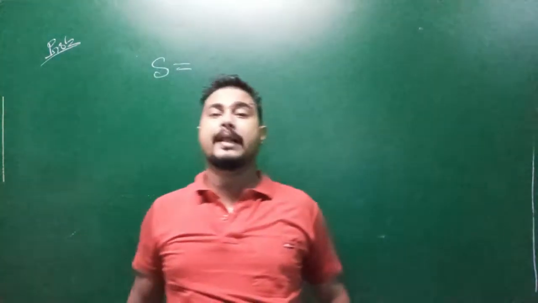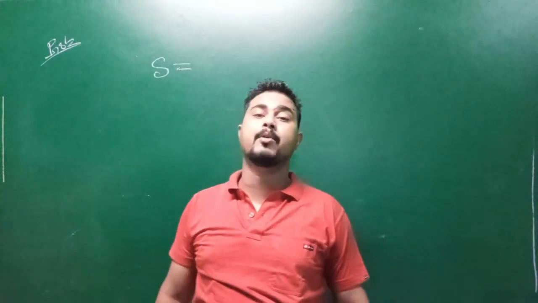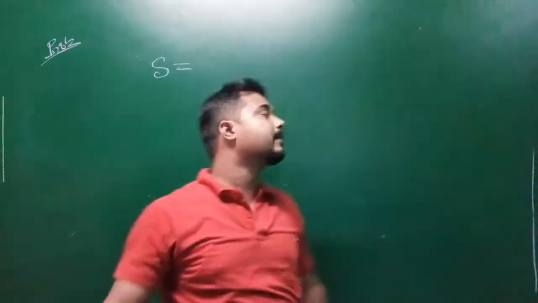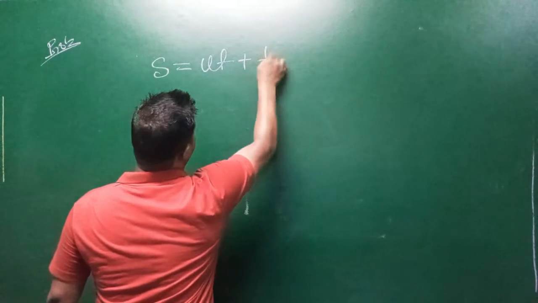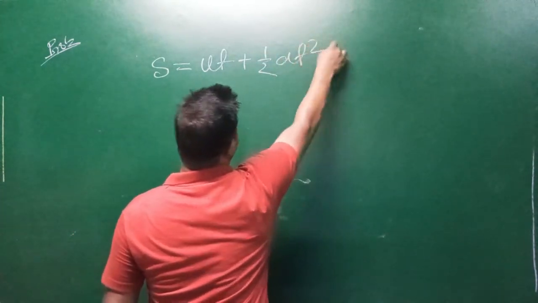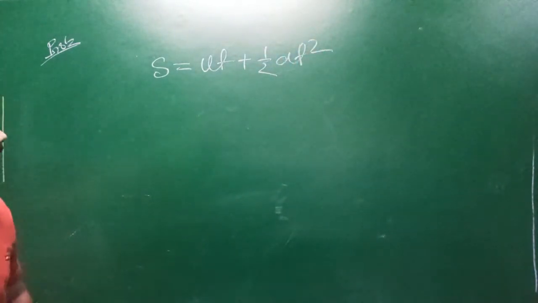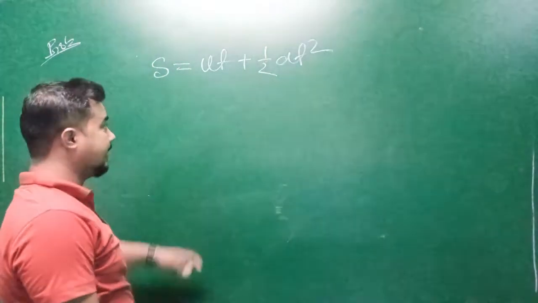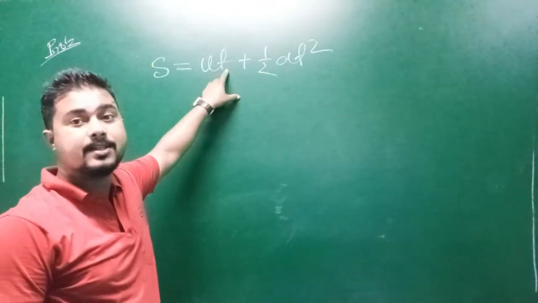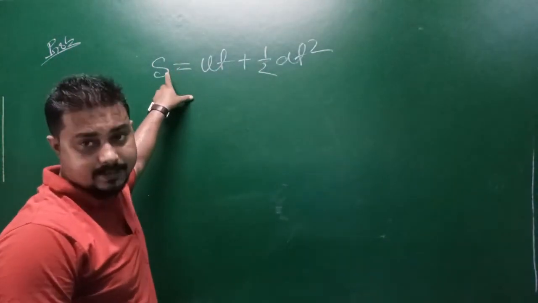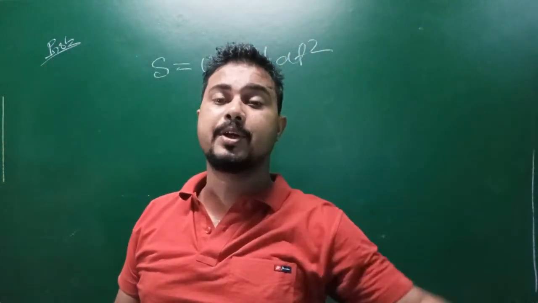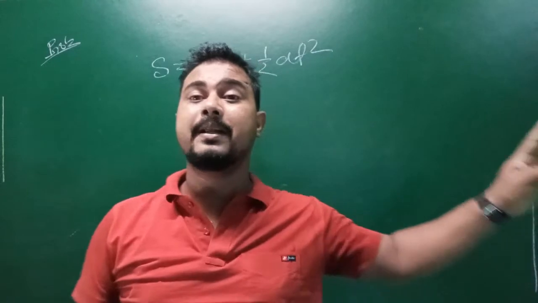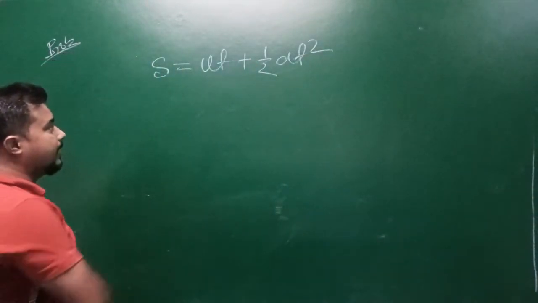Let the initial velocity of the body be u. Then we can write s is equal to ut plus half at square. Since in time t, the distance traveled by the body is s, we can write s is equal to ut plus half at square.